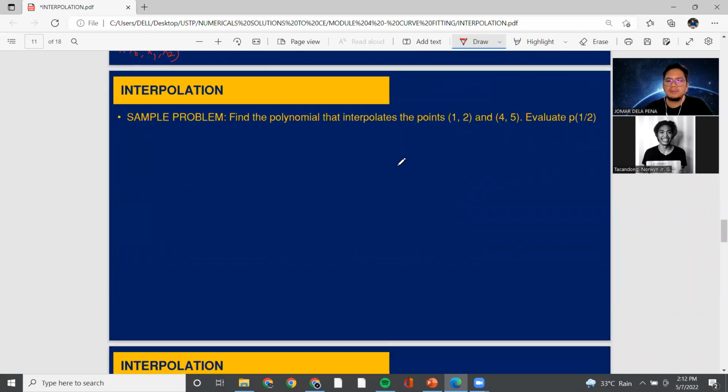Now, first example, we have to find the polynomial that interpolates the points 1, 2, and 4 and 5. Evaluate the function at 1/2. So we have, using our formula, F1 of x, let's use F1 of x, say equivalent to P of x. Okay? P of x, where x is 1/2. Then it interpolates the data points. Okay?